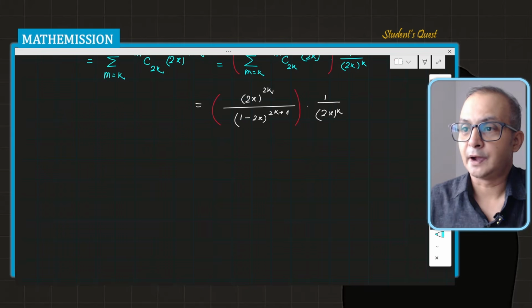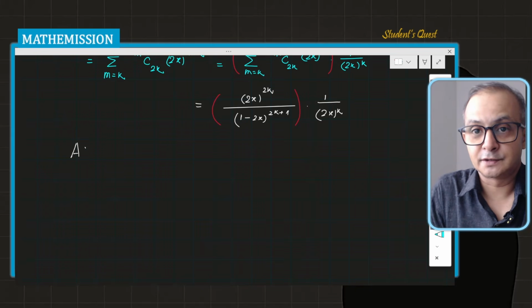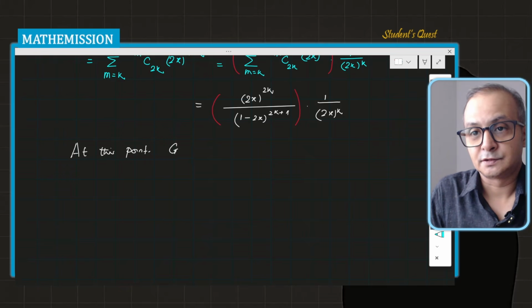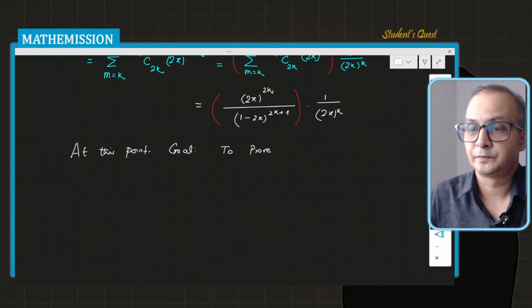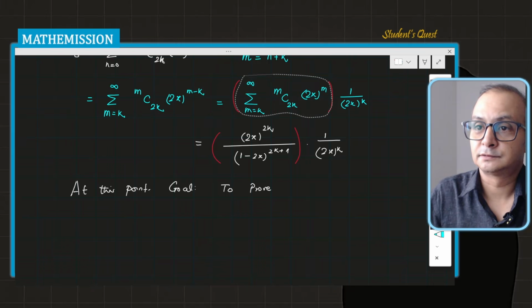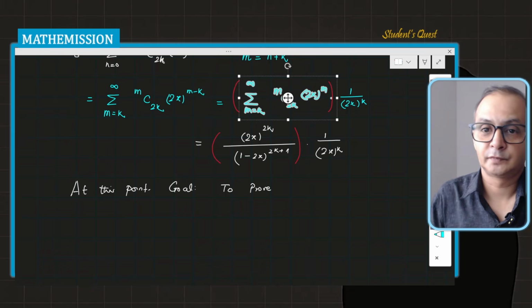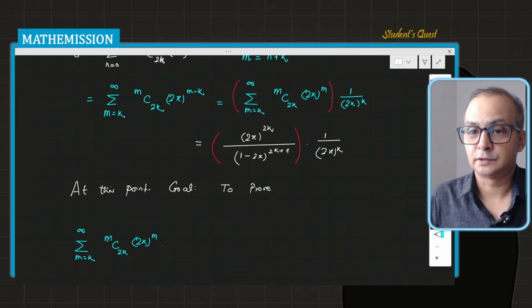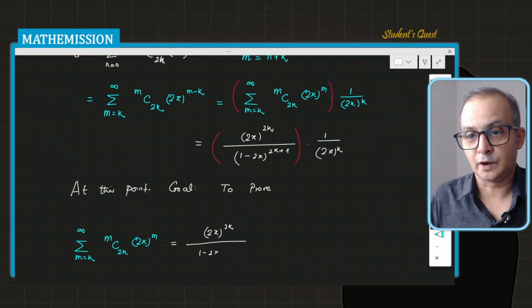So what I can say now, at this point, my goal is to prove this thing. What do you have to prove? This summation, what you see here, let me copy it and paste it here, and I have to prove that it is equal to this quantity, 2x to the power 2k divided by 1 minus 2x to the power 2k plus 1.